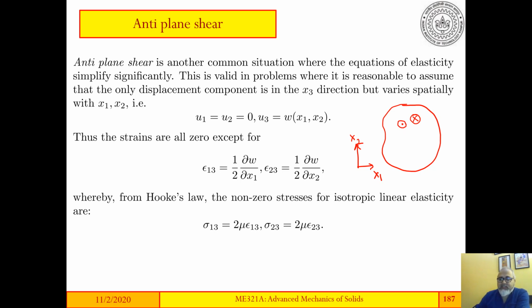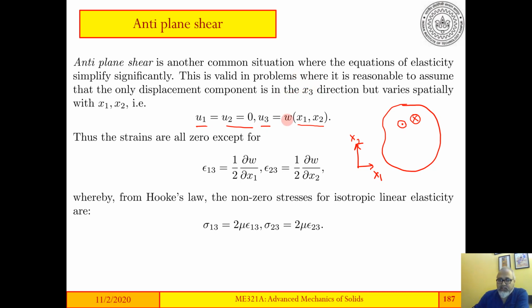So in that case, u1 and u2 are always equal to 0, and u3 is a function of position on this plane. That is, u3 is a function of x1 and x2, but u3 is the only component of displacement that is present in the problem, that is significant in the problem. u3 is the out of plane displacement, which can be either into the slide or out of the slide. That's all. And u3 will be a function of x1 and x2.